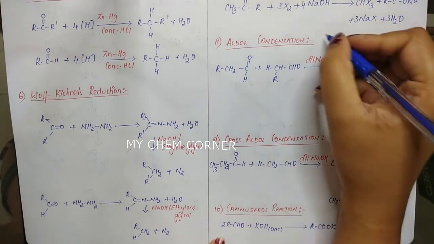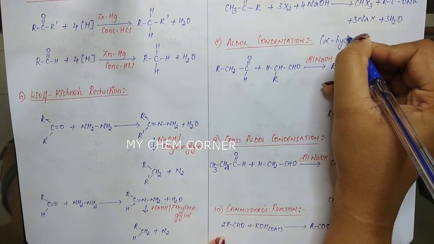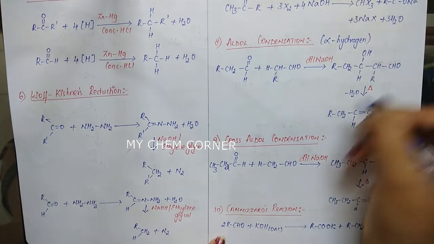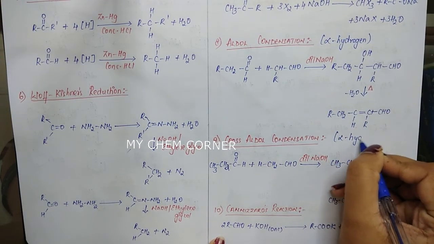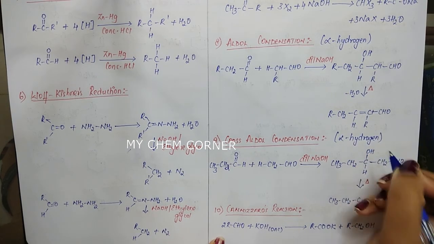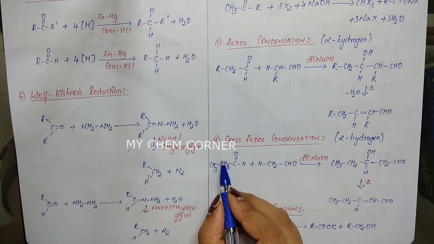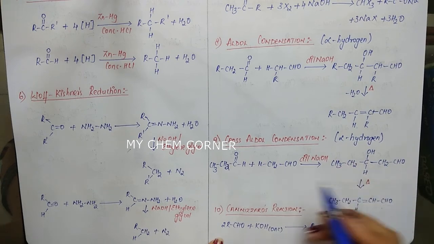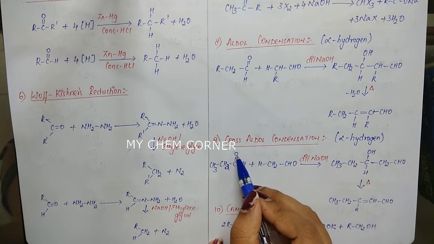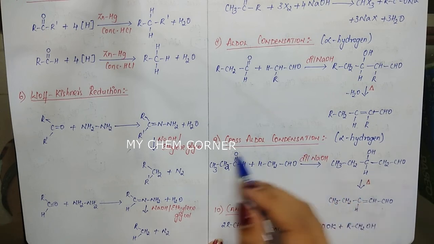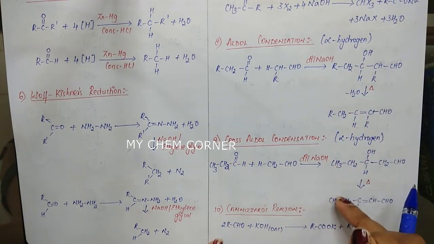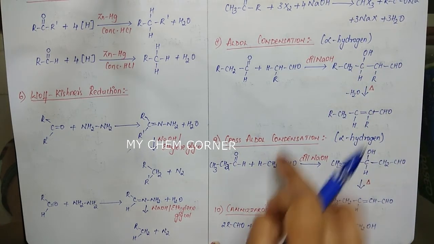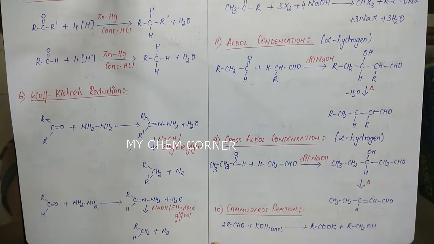For both of these, you need alpha hydrogens. Basically, you have an aldehyde group. Aldehyde will have an adjacent carbon which will have a hydrogen. That hydrogen is what is called alpha hydrogen. Only because that alpha hydrogen is the one that's going to be bonded to the oxygen here. That's why you need alpha hydrogens for aldol and cross aldol. When you don't have alpha hydrogens for both of these, then you go ahead and do Cannizzaro's reaction.